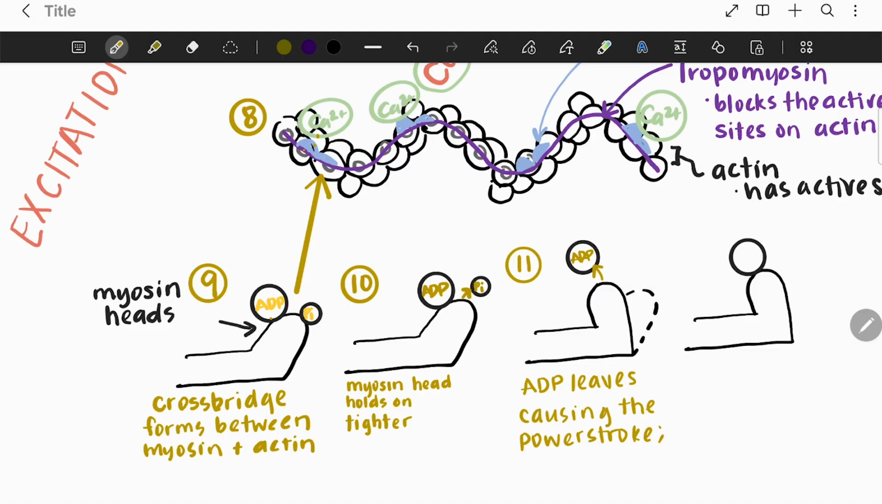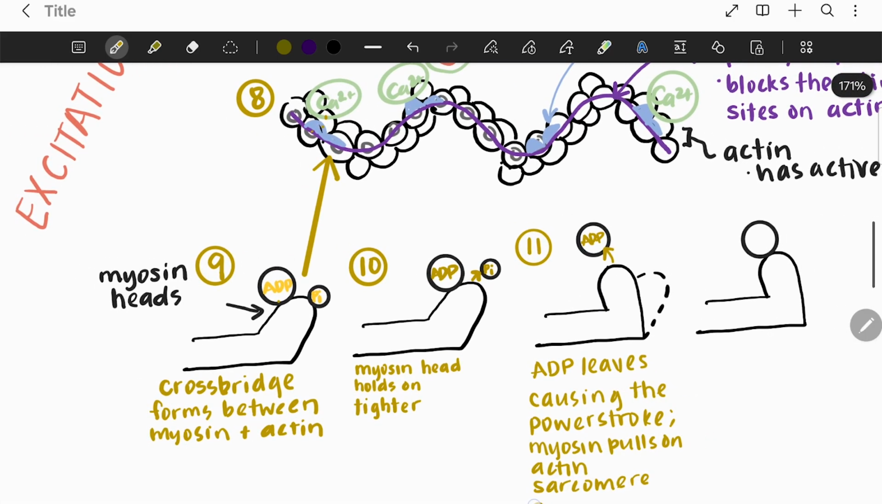That is the moment of contraction. That's when your sarcomere shortens. So myosin pulls on actin. Sarcomere shortens, okay? So this is the whole thing we've been leading up to, the power stroke. That's your contraction. That's your moment of contraction.